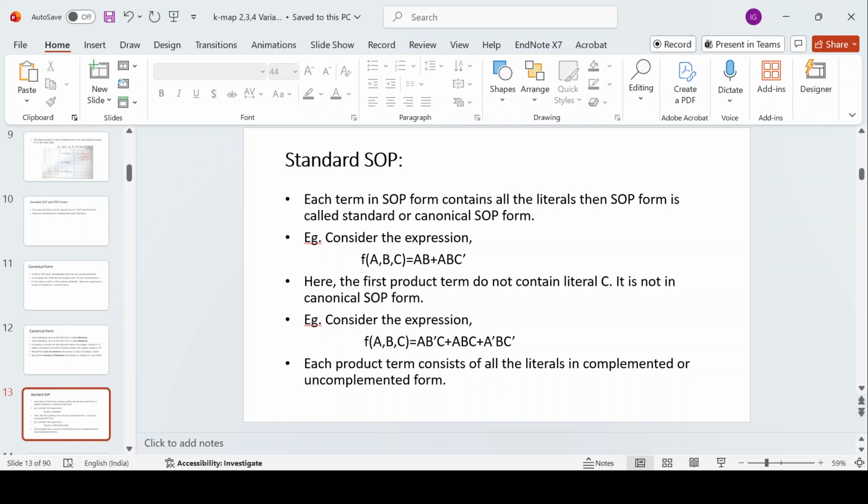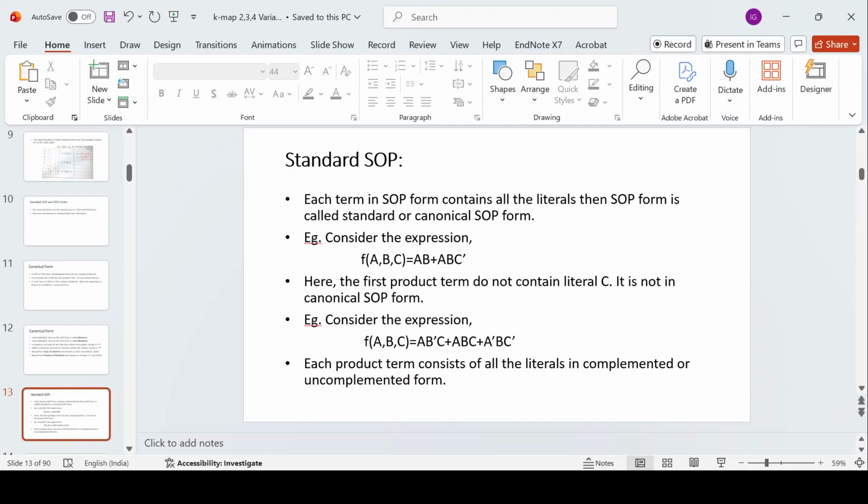In the given example, the given function is in an uncanonical form. The given function is f equal to ab plus abc dash. In that, the first term, ab, is an uncanonical form because the given function is a combination of three literals, but the first term has missed one literal. So it is an uncanonical form.